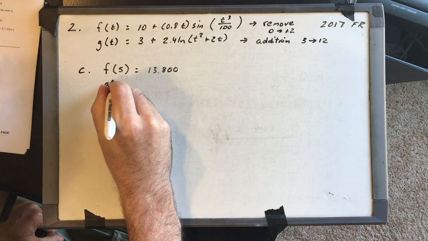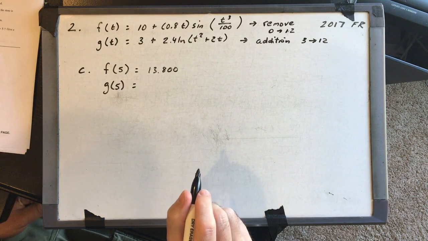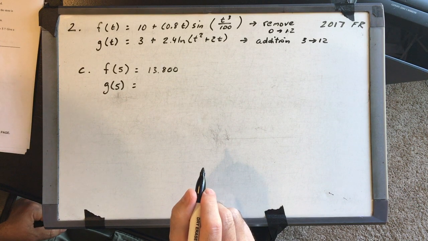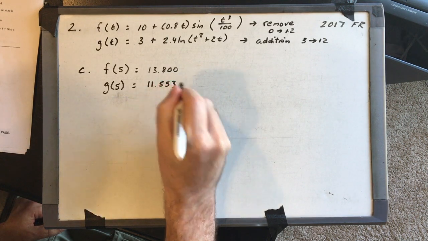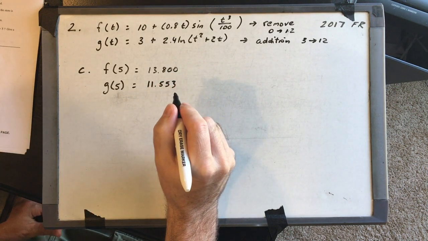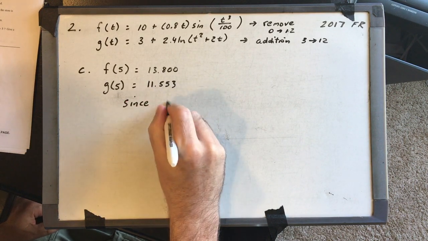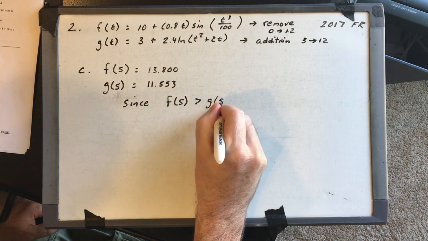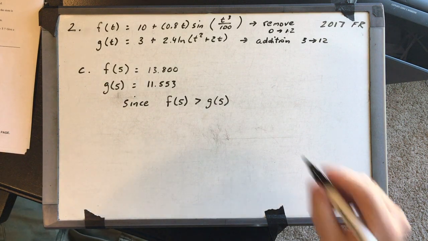Let's get g of 5. That's the rate at which bananas are being added by the workers in the grocery store. Okay, when you do that, you'll get 11.553. So, since, here's your explanation, f of 5, removal, is greater than g of 5, which is replenishment, the amount of bananas is decreasing.